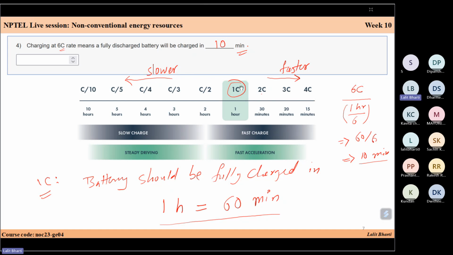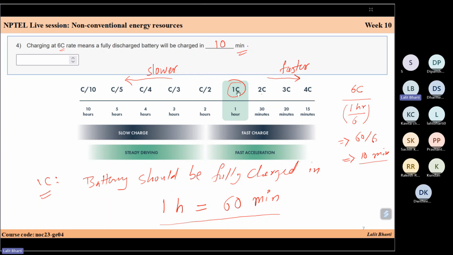If you are going to higher C, meaning 2C, 3C, 4C, 2C means you are charging your battery in 1/2 hour or 30 minutes. In case of 3C, 1/3 hour means 20 minutes. And if you are charging at C/2 or C/3, you're charging slower and taking more time in charging the battery.